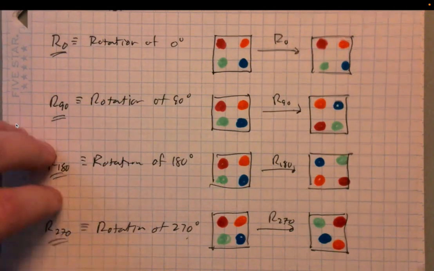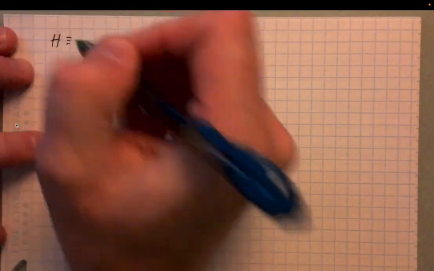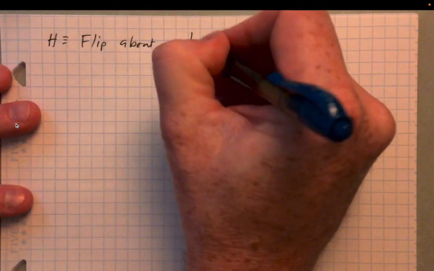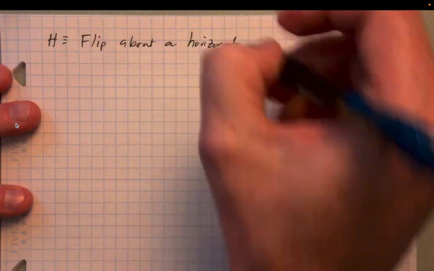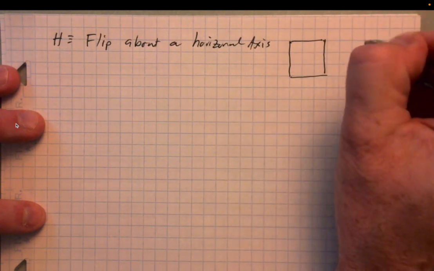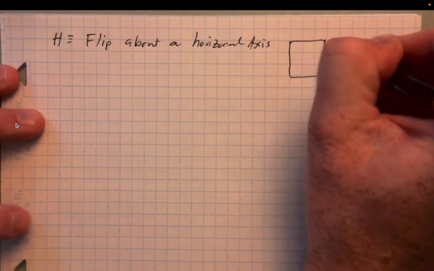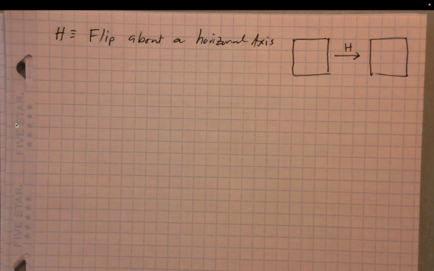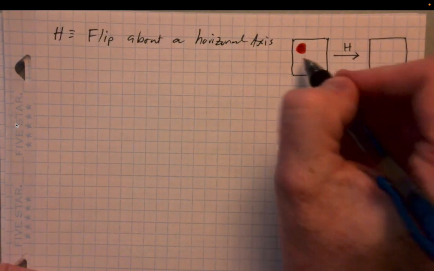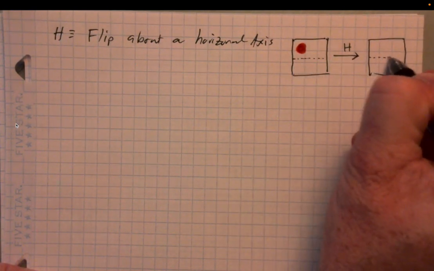Okay, but there's 4 more that we need to worry about. So what are the other 4? Well, the next one we're going to call H, and that's going to be a flip about a horizontal axis. So what's H do? Well, H, we start, again, our pink is here. Now, here we're talking about a horizontal axis. So this is what we mean.